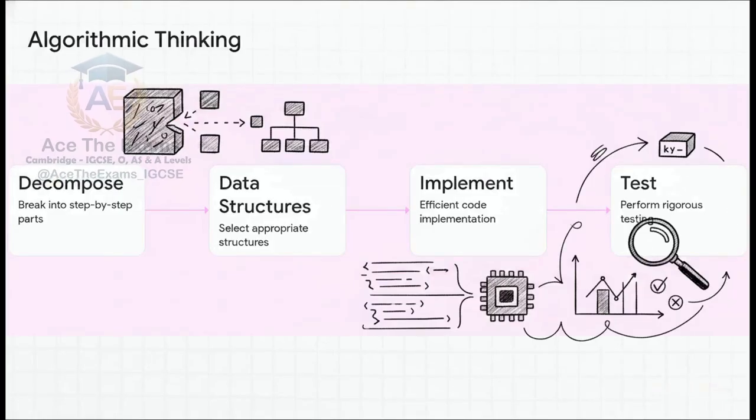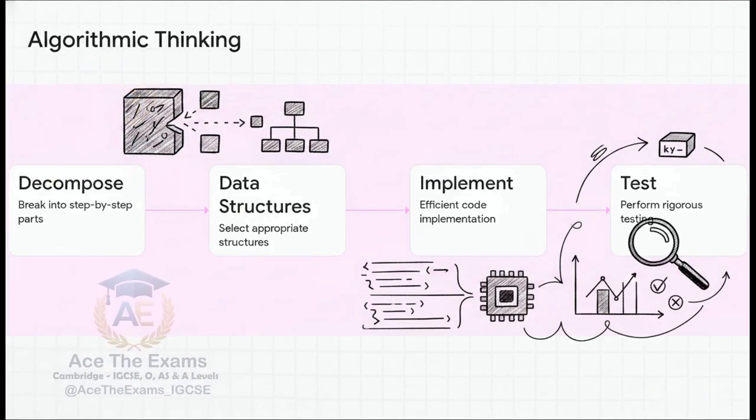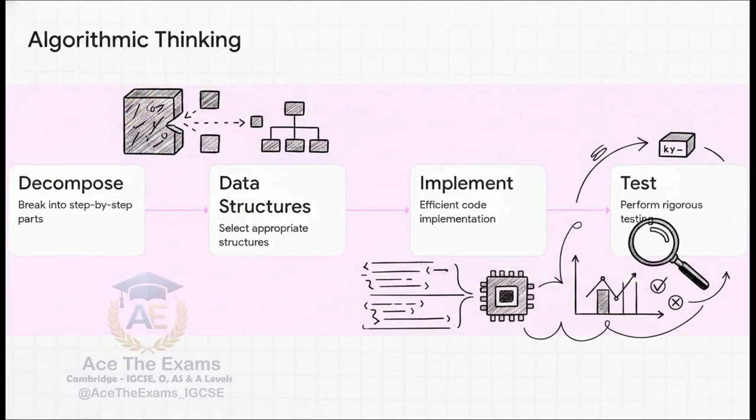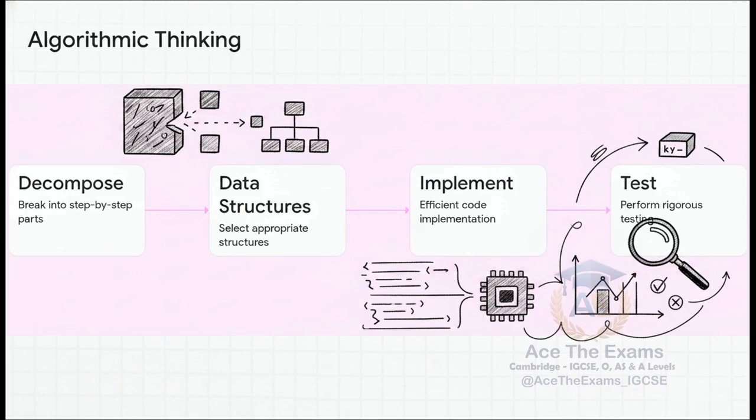So, how do we actually transform an answer from a failing grade into a top-tier mark? We use a concrete procedural framework. There are 4 essential steps of algorithmic thinking required for this syllabus. Step 1 is step-by-step decomposition. You literally take that block of structured English and break it down into its absolute smallest logical parts. You identify the inputs, the processes, and the outputs.